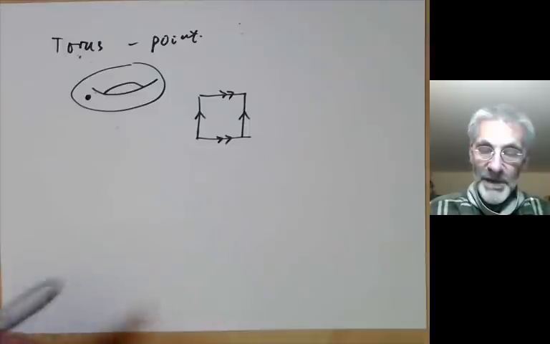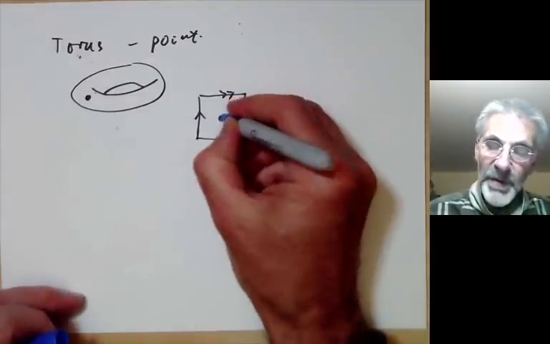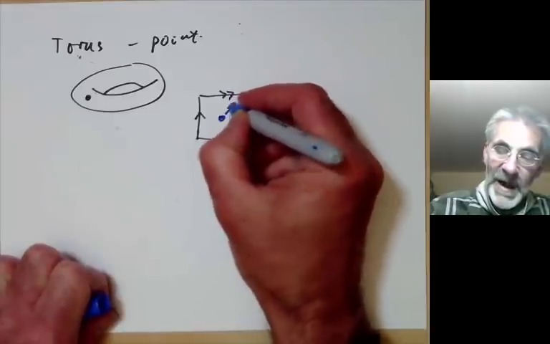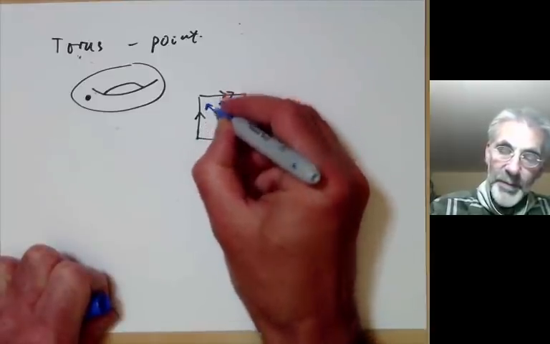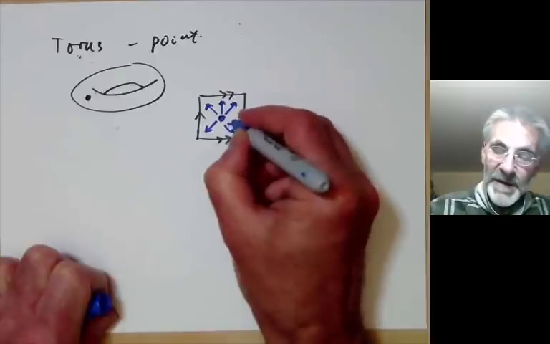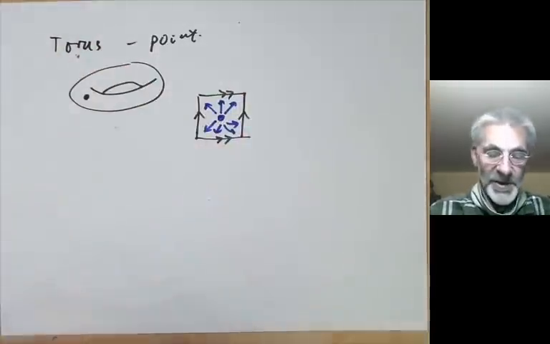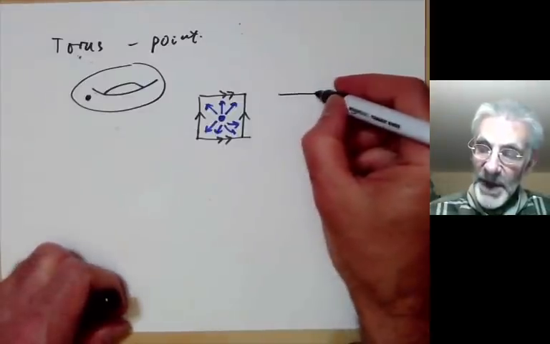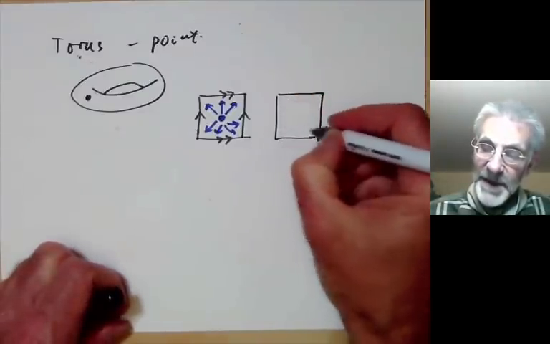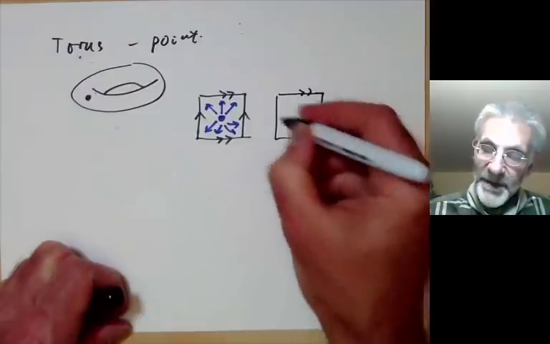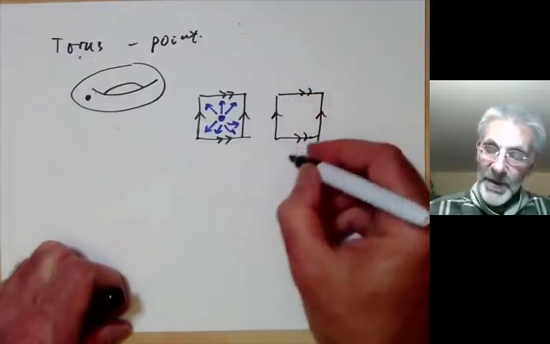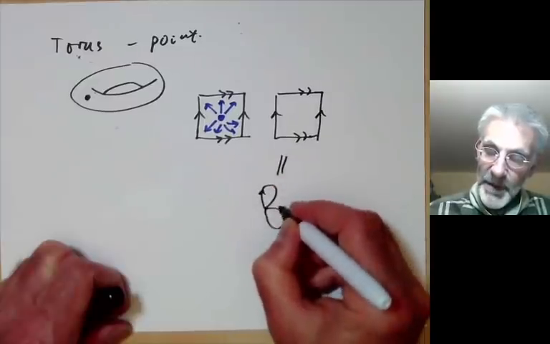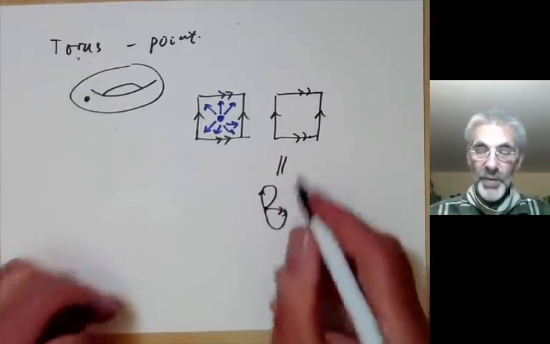And now what I'm doing is I'm puncturing a point here, so I'm removing this point. And when I've removed this point, you see I can squish everything to the edge of this square by taking a deformation retraction. And this doesn't change the fundamental group, so the fundamental group is going to be the same as if I just take a square and identify the top and the bottom. And you can see that's the same as just taking two circles joined at a point.